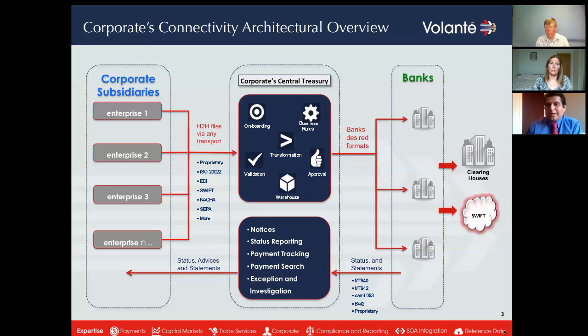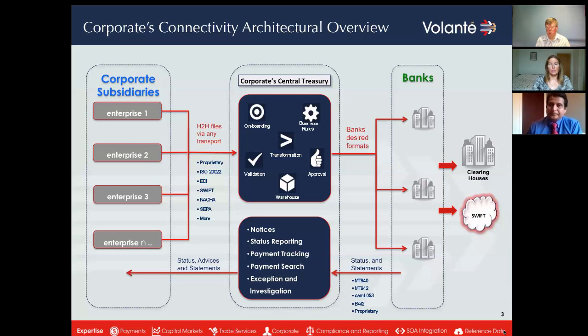The business rules are the ones which the Central Treasury will set up to decide which bank it needs to go to. For example, if you have a particular bank dealing with euros, you would want to extract all your euro transactions and route them to that particular bank. Those are the kind of business rules that the Central Treasury can now operate and manage without manual work.